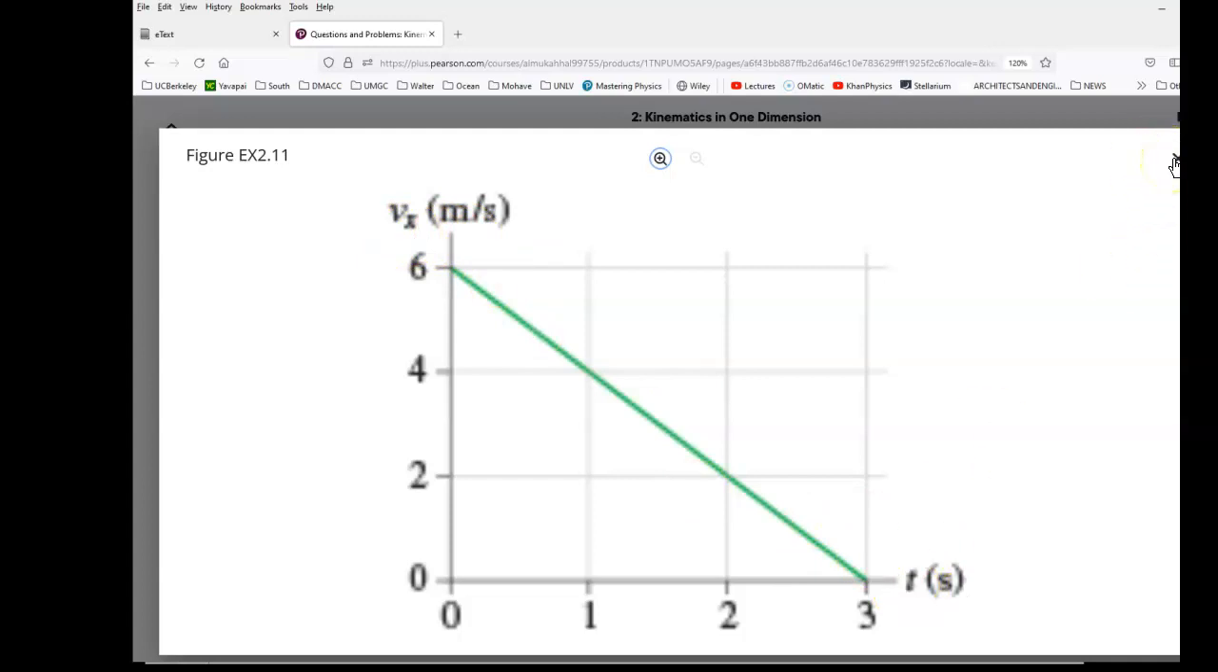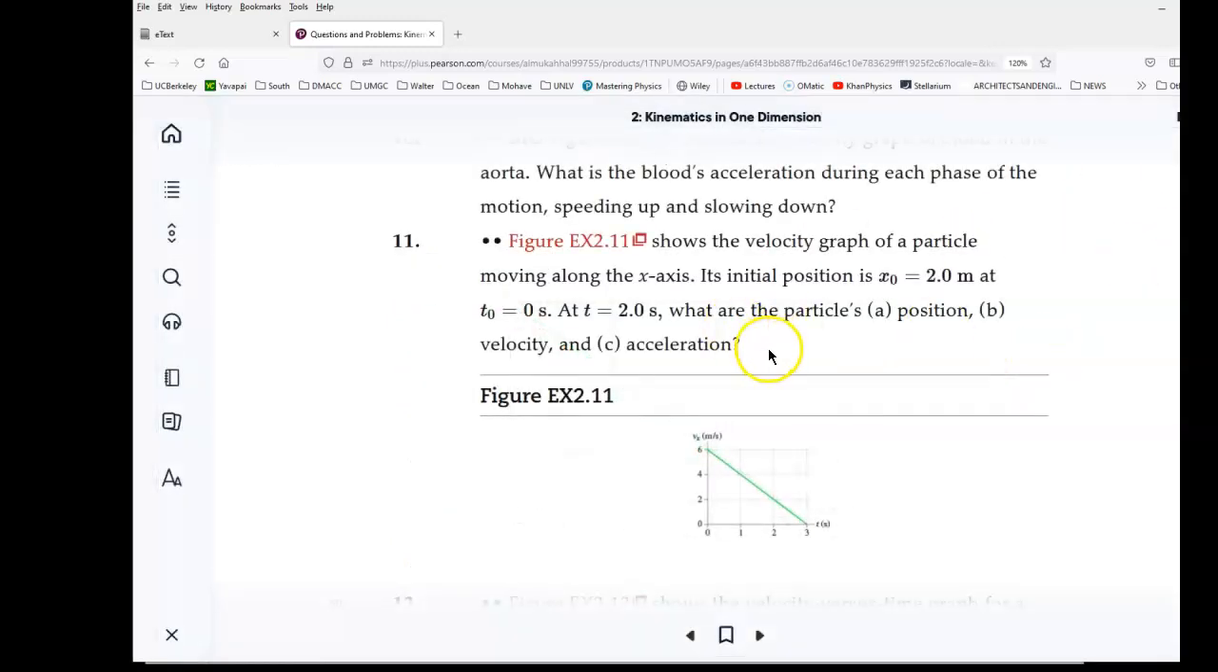Okay. So these are seconds, first second, second second, third second, and these are velocities, 2 meters per second, 4 meters per second, 6 meters per second, and so on. All right, he said its initial position is x naught equals 2. He tells me that.